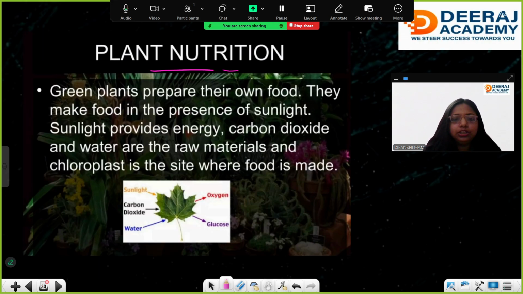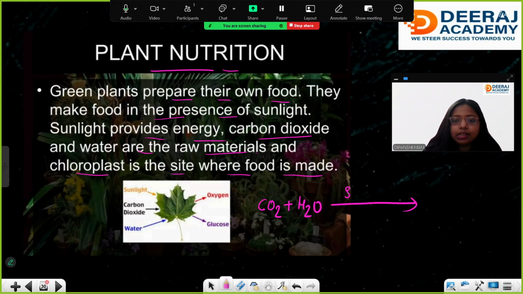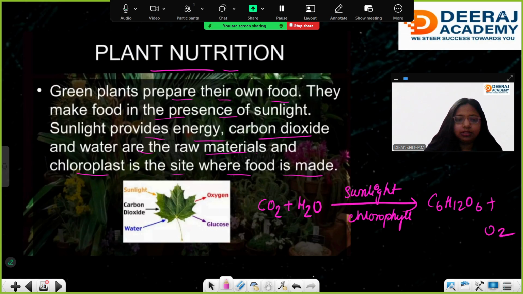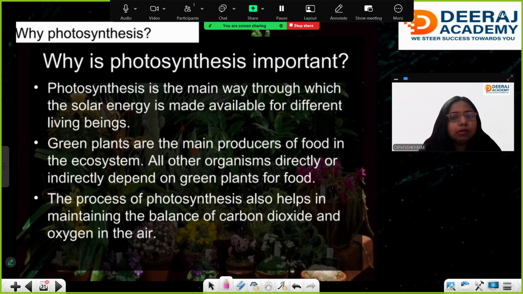In plant nutrition, green plants prepare their own food. They make their food in the presence of sunlight, and sunlight provides energy. Carbon dioxide and water are the raw materials, and the chloroplast is the site where the food is made. That's why chloroplasts are present more in the leaf. So the leaf is the kitchen of the plant. Can we write the equation? Carbon dioxide with water in the presence of sunlight and chlorophyll will give glucose plus oxygen.